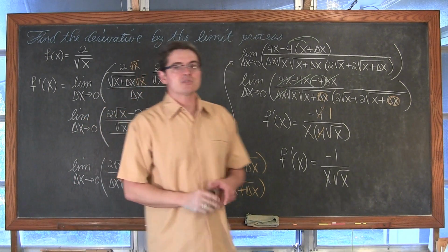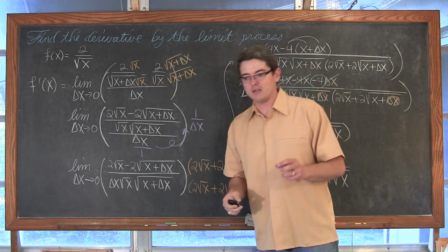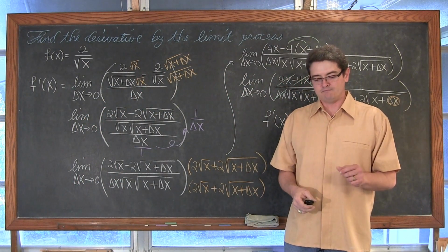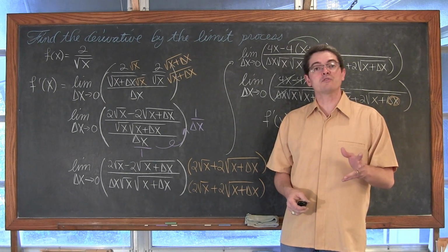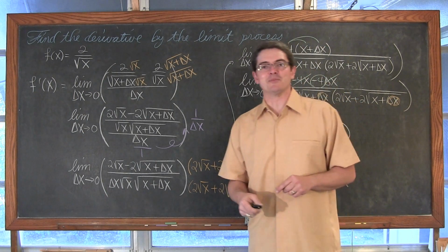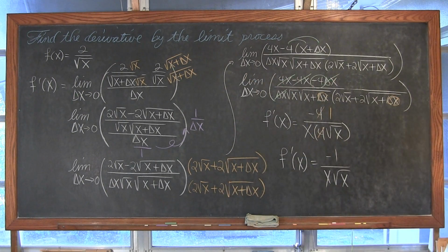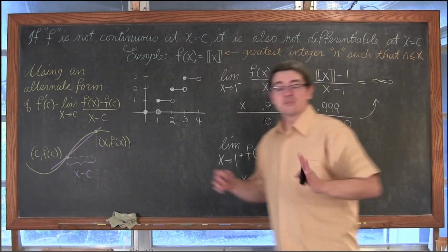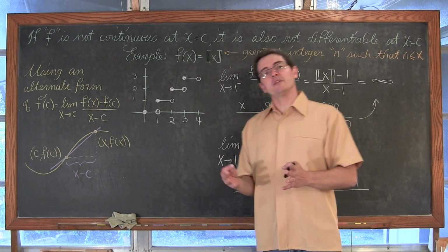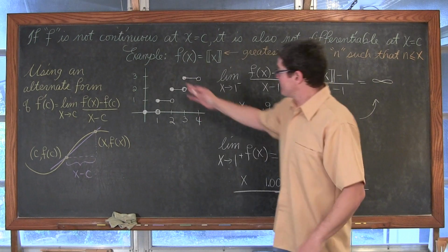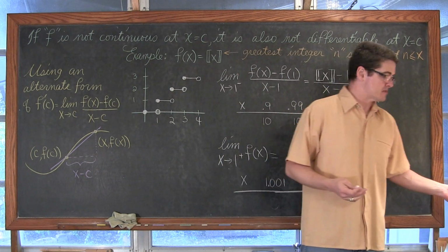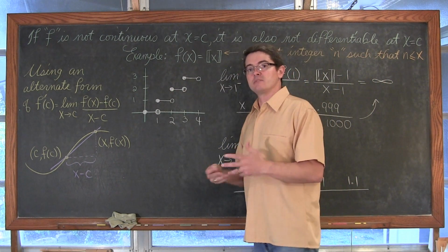Okay, let's take a look at trying to find derivatives, the derivative with that greatest integer function, and then do those last two examples. So now we're going to take a look at trying to find the derivative at a point in which the function is not continuous. What happens? Well, it turns out to be not differentiable.